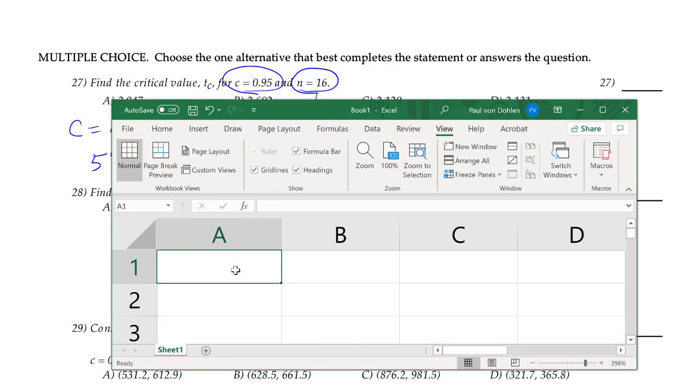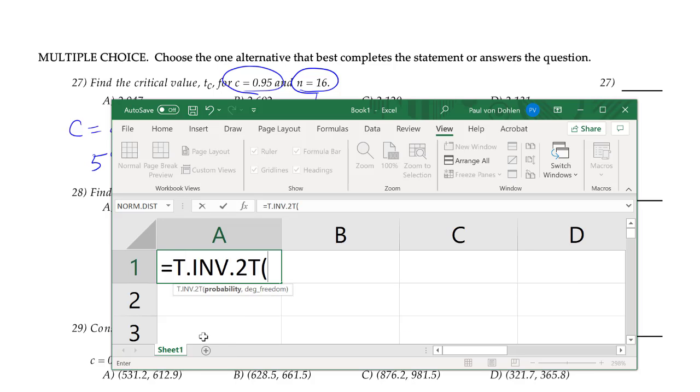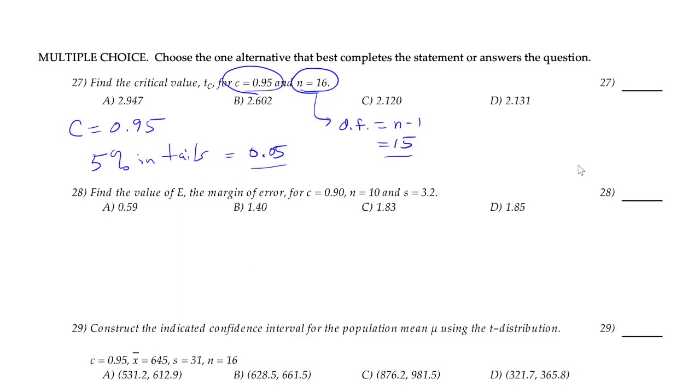So let's get back. We're going to use the t distribution, and we're going to go on the inverse because we're giving a probability. And we're using the two-tail version because we're using the total area in both tails. So 0.05, and then we had 15 degrees of freedom, and that gives us 2.131. And there's your 2.131.